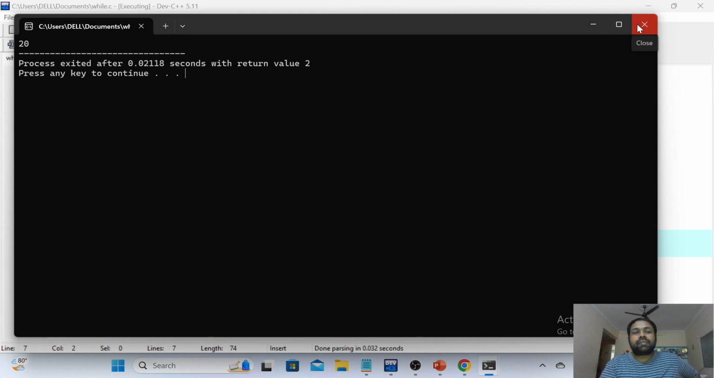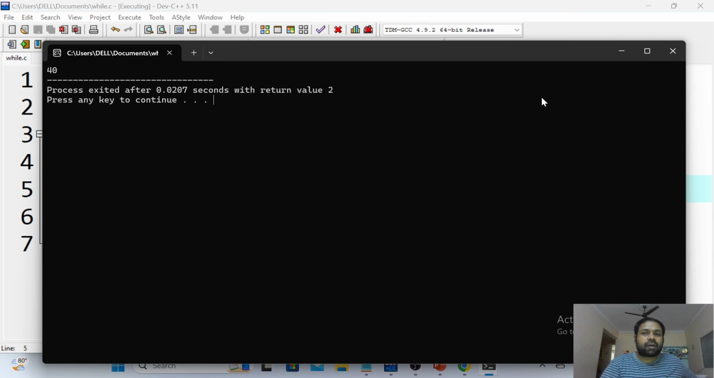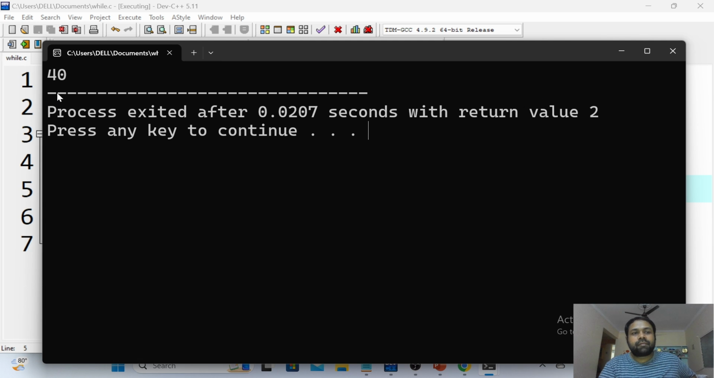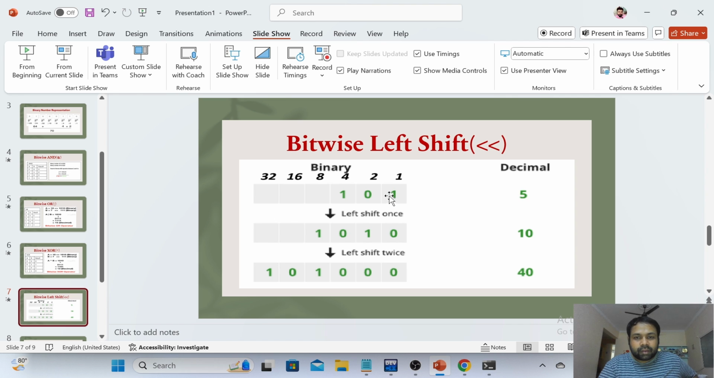Now I am doing the left shift operation for the third time. 5 should become 10, 10 should become 20, 20 should become 40. The answer should be 40 now. At 3 left shift operations, the value will become 40. Internally how is it happening? Like this, shifting: 5, 10, in the middle one step is missing here, 10 to 20, 20 to 40.